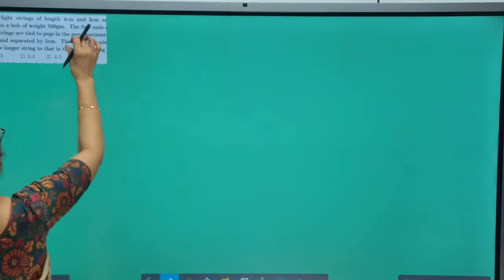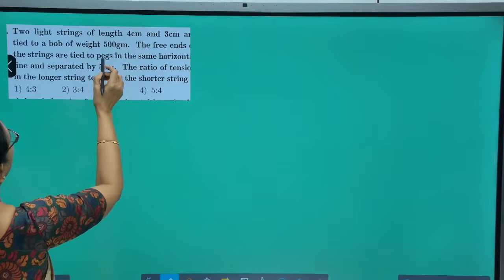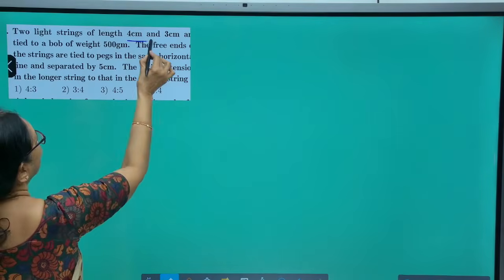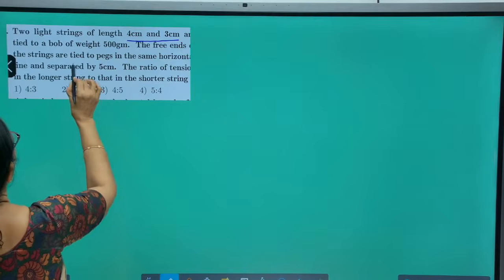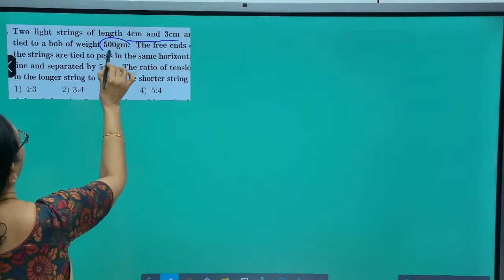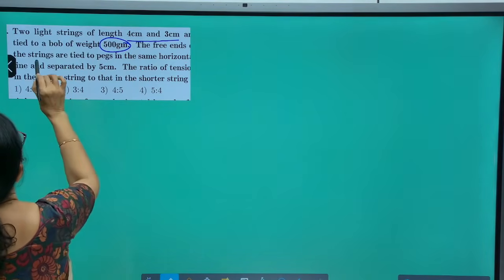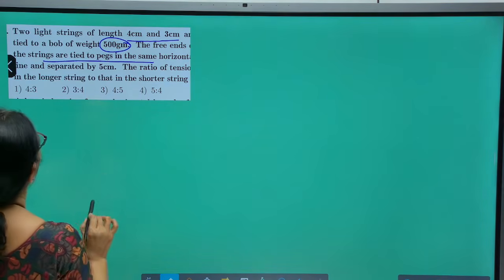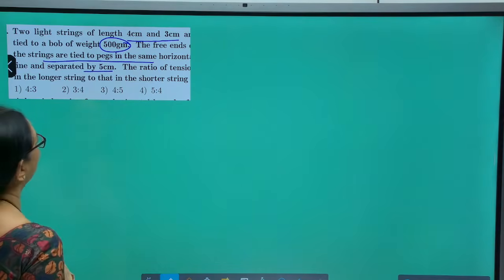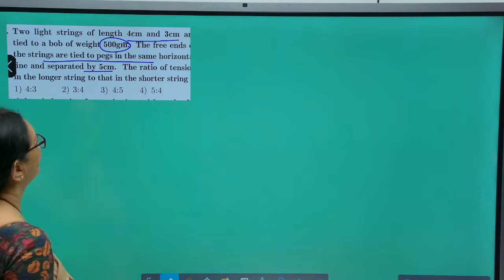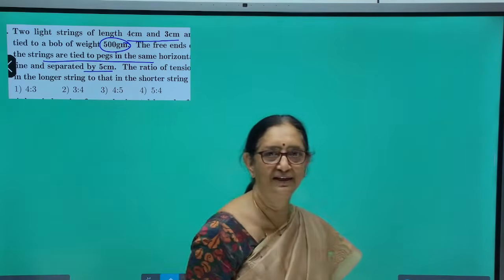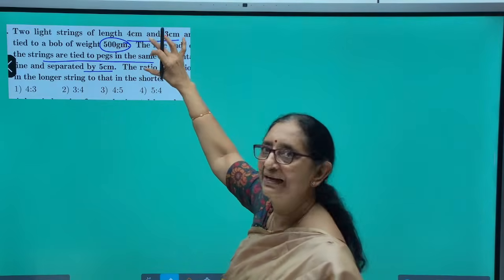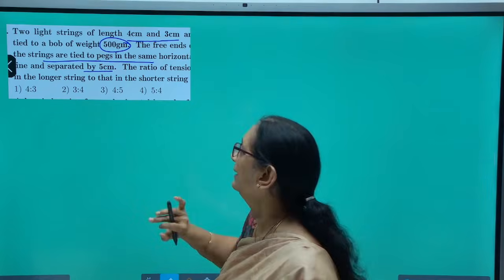Look here. In this, two light strings of 4 centimeters and 3 centimeters are tied to a bob of weight 500 grams. The free ends of the strings are tied to pegs in the same horizontal line and separated by 5 centimeters. Find the ratio of tensions in the longer to the shorter string. So, here you have to understand what is given in the problem.